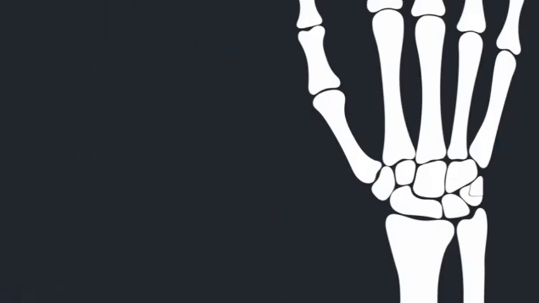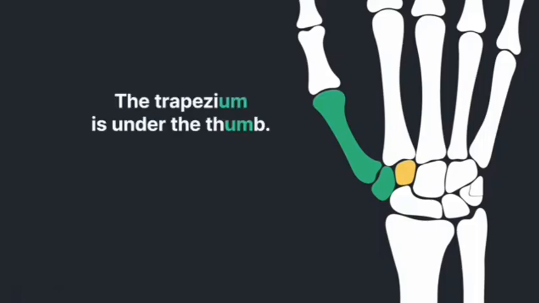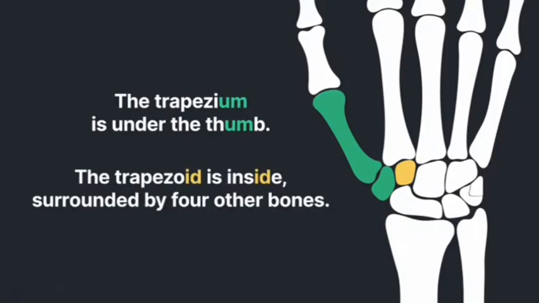Two of the carpal bones, the trapezoid and trapezium, have similar sounding names. A way to remember the difference between these bones is the trapezium is under the thumb, and the trapezoid is inside, surrounded by 4 other bones.